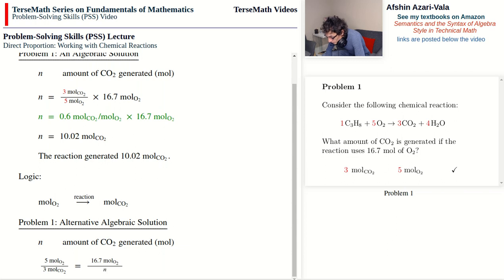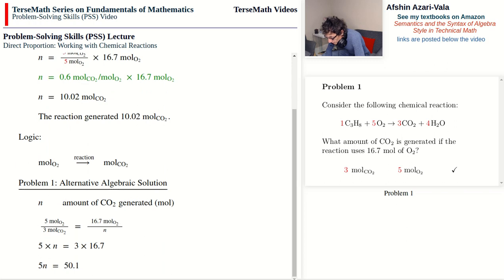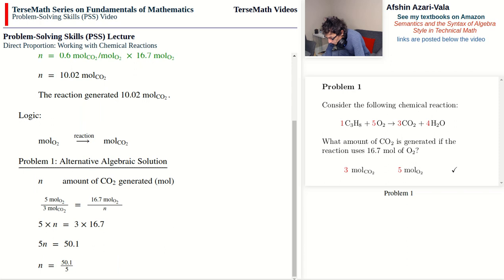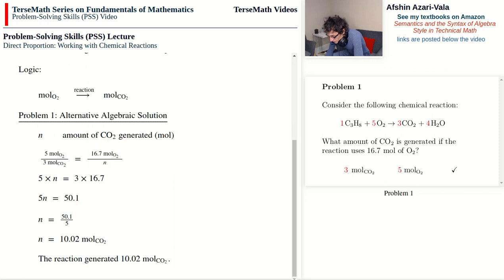Now we do a crisscross. Division on one side becomes multiplication on the other side, and we get 5 times n equals 3 times 16.7. Simplifying this, we get 5n equals 50.1, and n equals 50.1 divided by 5, which is 10.02 moles of CO2. So this is the other way of solving the problem. And so the reaction generated 10.02 moles of CO2.